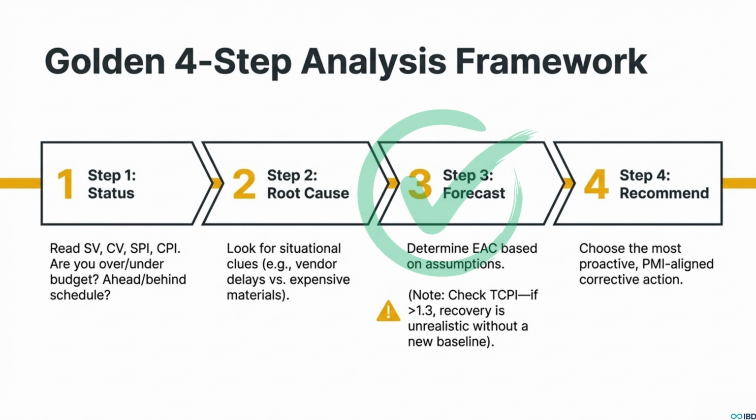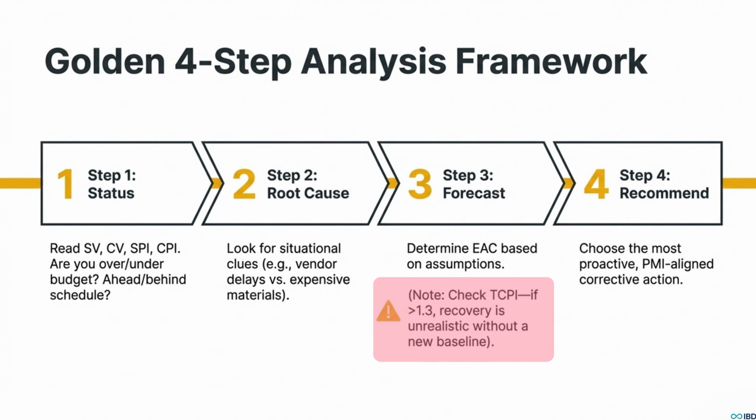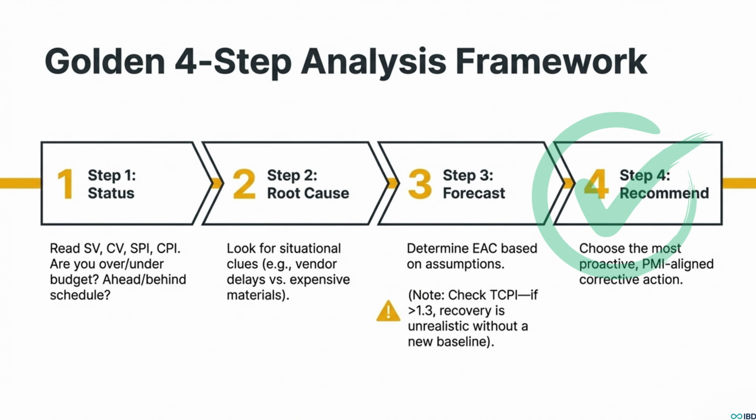Step 3, forecast. What's the future look like? What's our EAC, our estimate at completion, telling us? And here's a huge pro tip for you. Pay attention to your TCPI, the To-Complete Performance Index. If that number creeps up over 1.3, that is a massive red flag. It's basically the project screaming for help, telling you that a small fix isn't going to cut it. And then finally, step 4, recommend. Based on all that, what's the smartest, most proactive thing to do next?